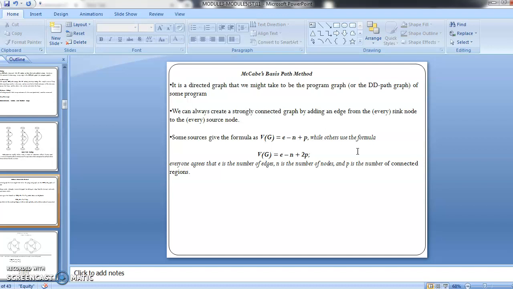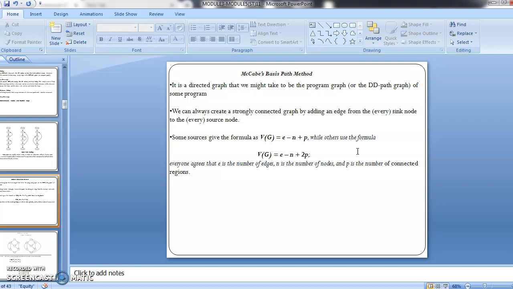What is considered here is a directed graph that we might take to be the program graph. Here also a program graph is taken for calculating the McCabe or cyclomatic complexity. We can always create a strongly connected graph by adding an edge from the sink to the source node. Here one thing to understand is which is the sink node and which is the source node. The source node is the starting or first node, and the last node is called the sink node.